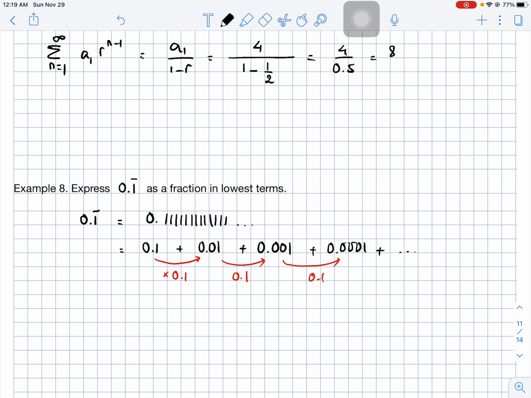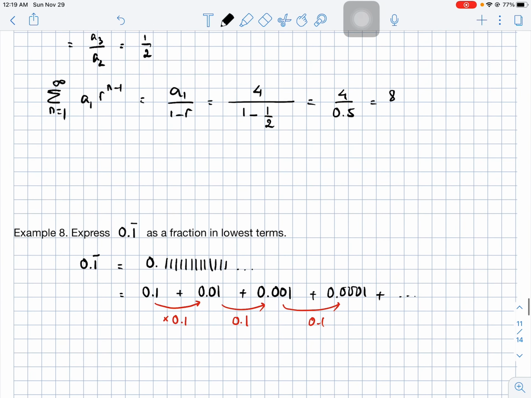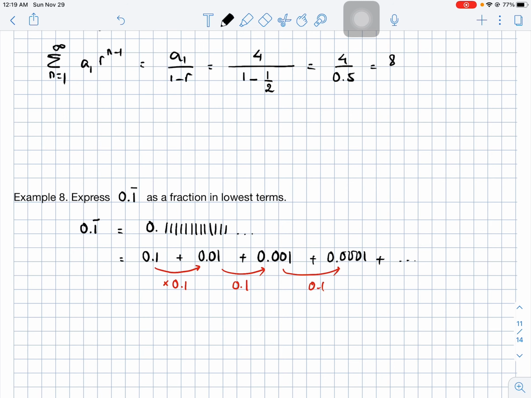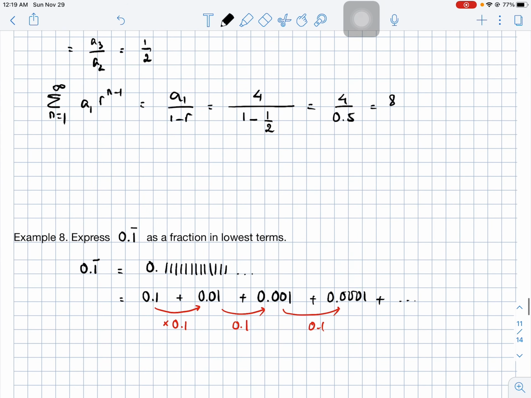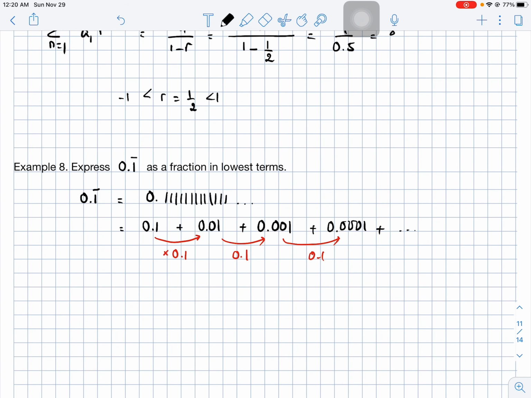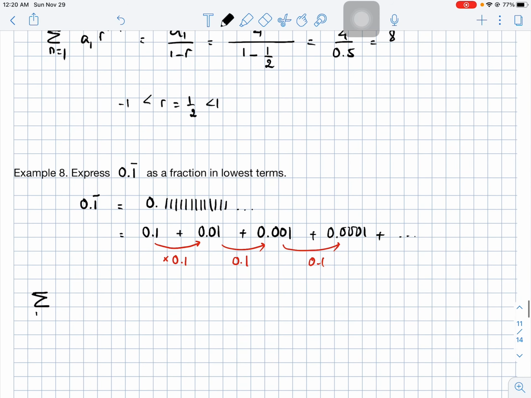So your r is between -1 and 1. The condition for this geometric series is that r has to be between -1 and 1. We go back to example number 7. The r is 1/2 and it is between -1 and 1, so that's why we are able to find the sum. The sum for this, n from 1 to infinity of a1 r to the n minus 1, is equal to a1 over 1 minus r.